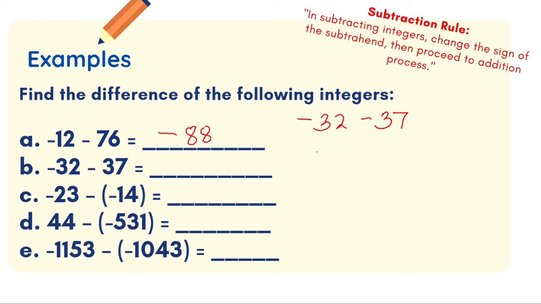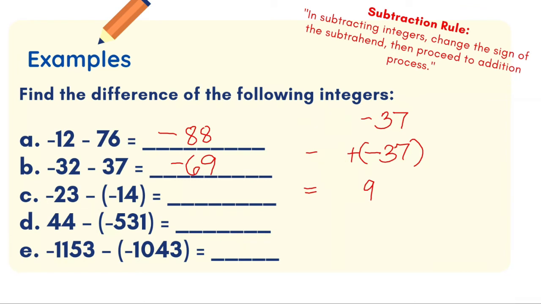So, ang subtrahend natin ay yung 37. So, we have negative 32. And then, yung positive 37 magiging negative 37. And we proceed to addition process. Yan. So, meron tayong negative 32 plus negative 37. Para hindi tayo malito, lagyan natin ng parenthesis. Therefore, we have negative 69.